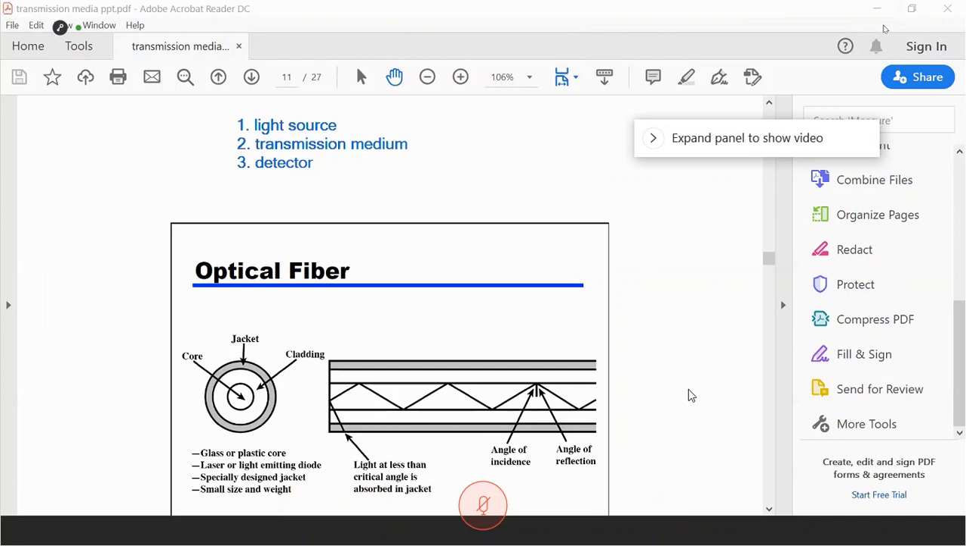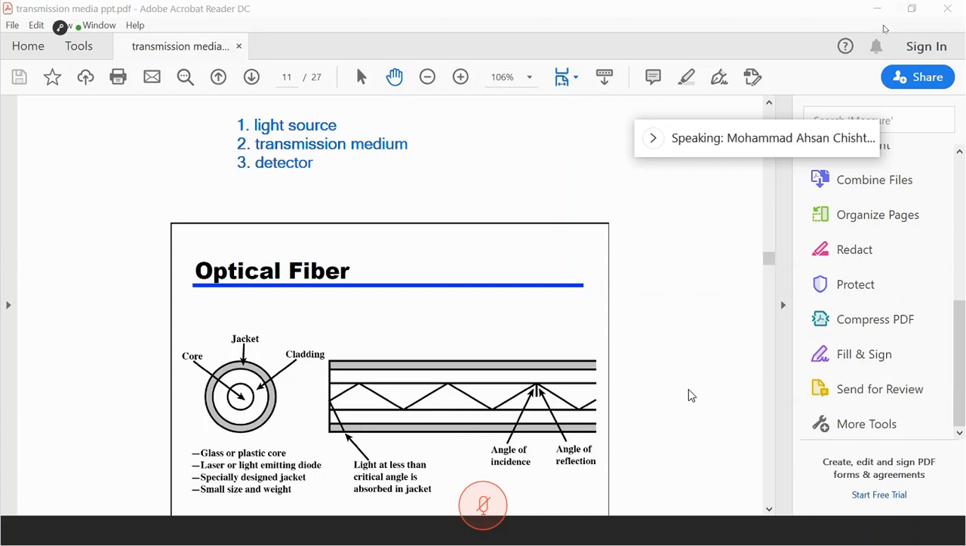Now you understand here in the picture that is given here, how the optical fiber looks like. There is a central core, there is a cladding, and there is a jacket. Glass is the core. The cladding covers this glass, and then we have the jacket. Now why have this cladding here?